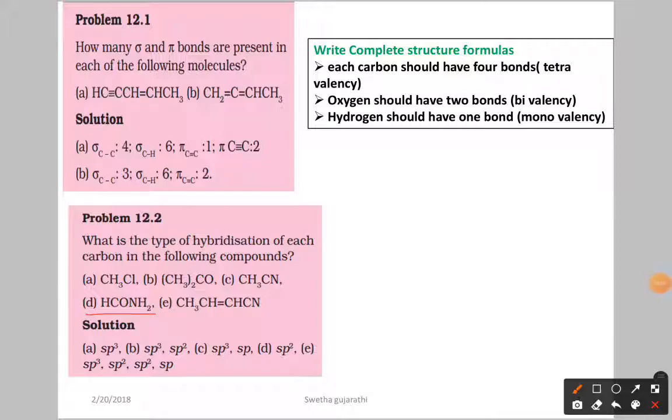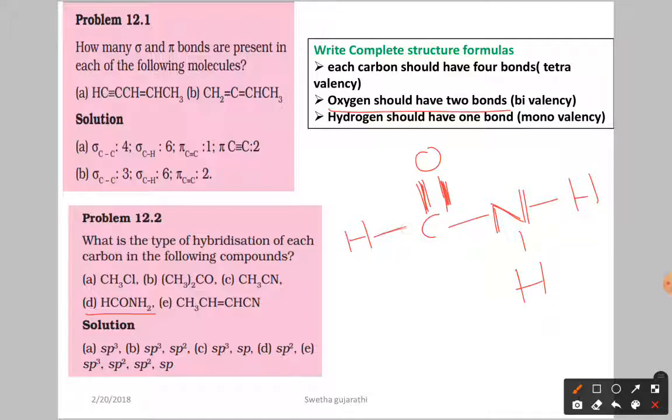Now this one. If you write the structure, this is H C double bond O. Oxygen should have the double bond, as already mentioned. Next we have the N. Nitrogen valence should be 3, so around nitrogen we have the 3 bonds.